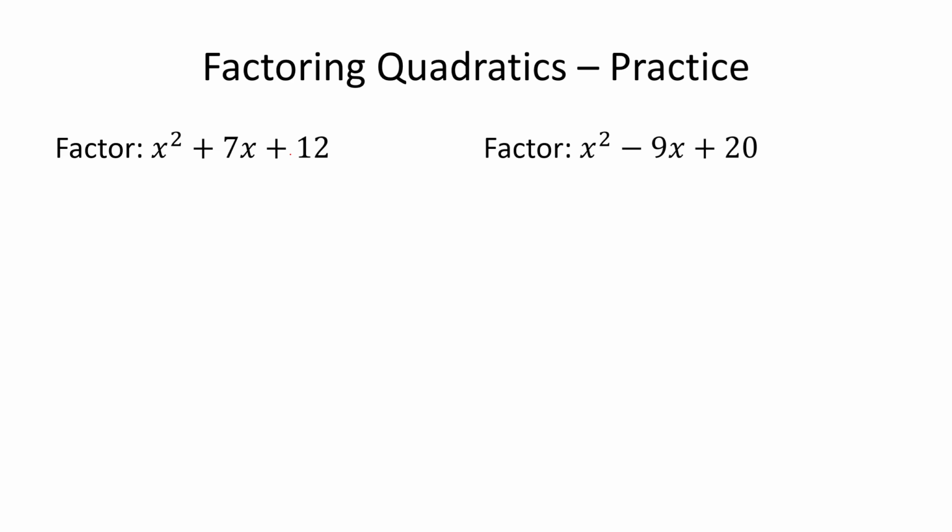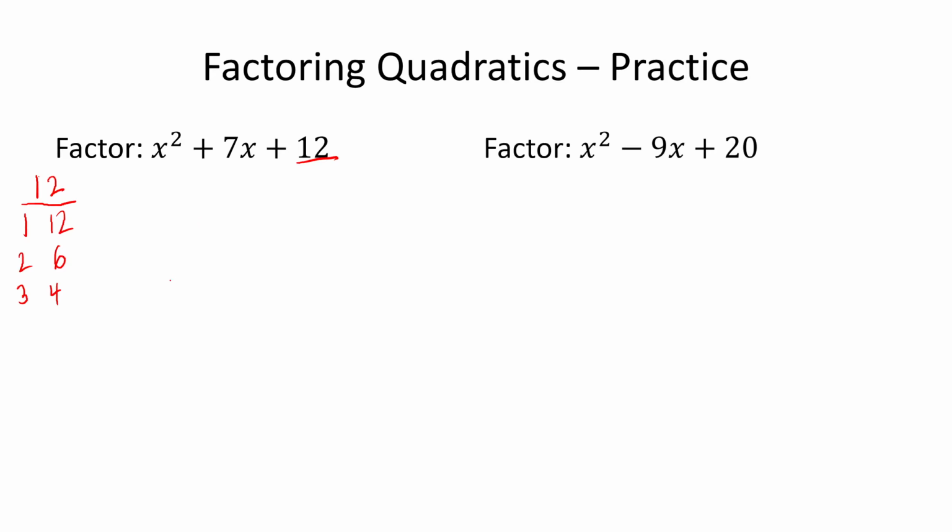The way we have to do this is you have to start by looking at your constant all the way at the end, right? So we're looking at 12. And I need to think of the factors of 12. So remember, factors are the two numbers that multiply together to give us 12. So that's going to be 1 and 12, 2 and 6, 3 and 4.